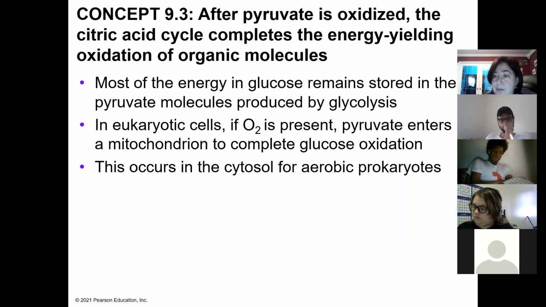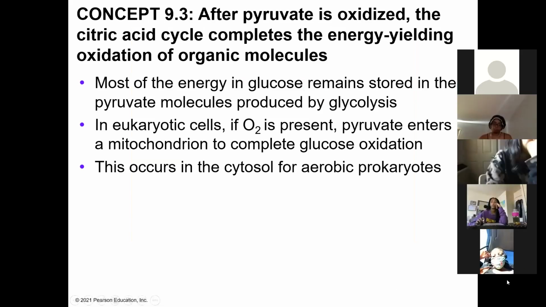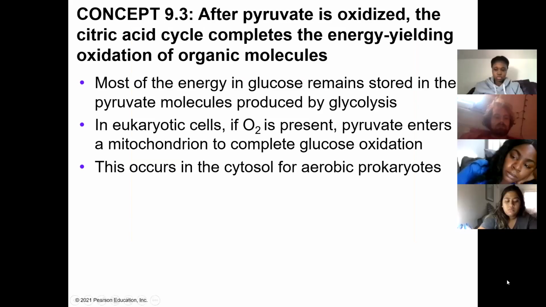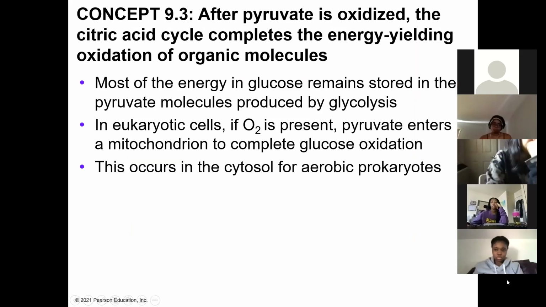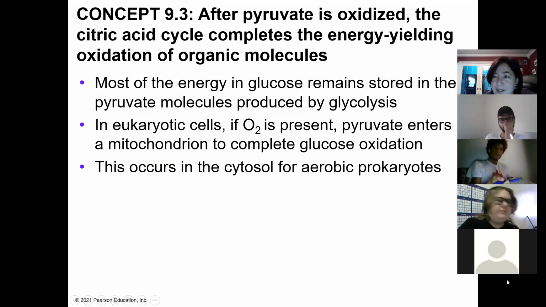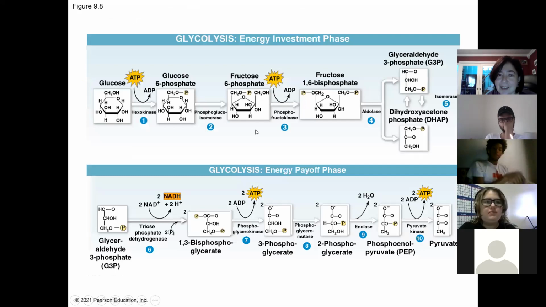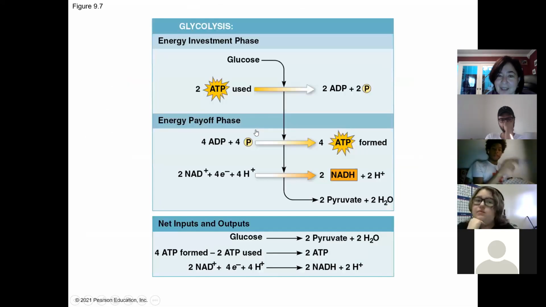Any questions here? Talk to me, guys. So, can you explain the process again? Glycolysis? So there's a glucose molecule and then it breaks in half with two ATP on it.